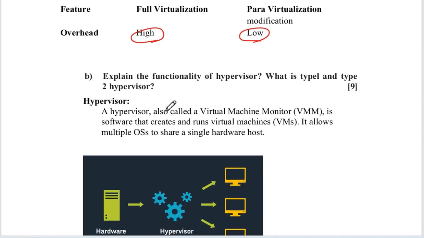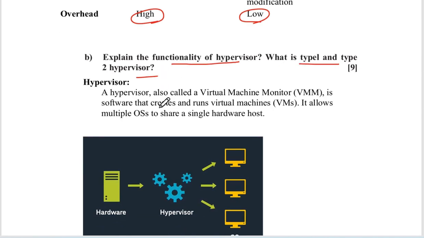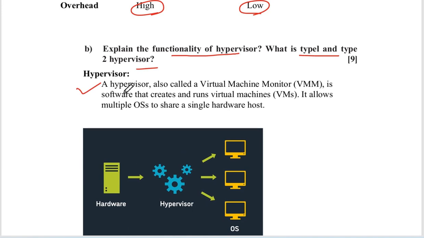Next question is functionality of hypervisor, and we have to describe type 1 and type 2 hypervisor. So the answer is hypervisor. You already know it is a virtual machine monitor which handles the hardware and virtualization. It creates and runs virtual machines. It allows multiple operating systems to share a single hardware host.